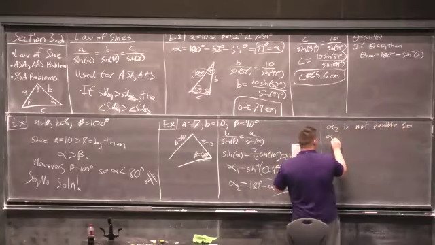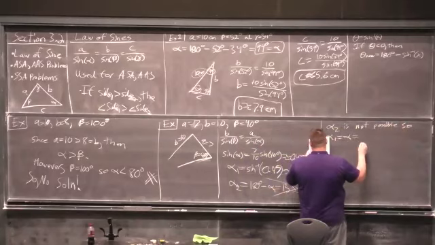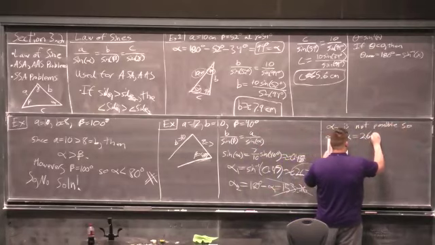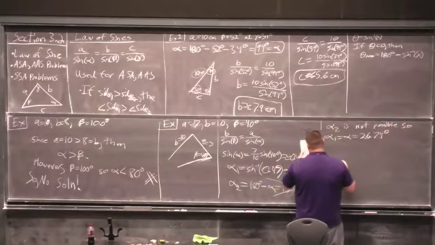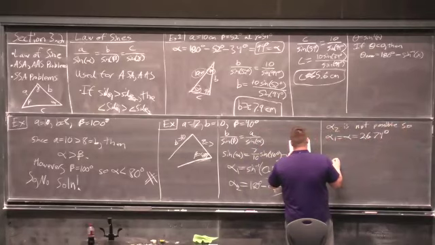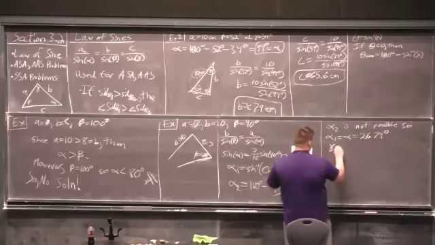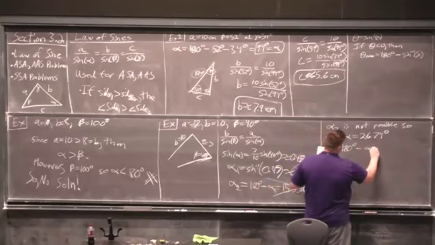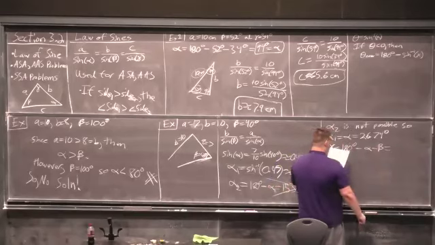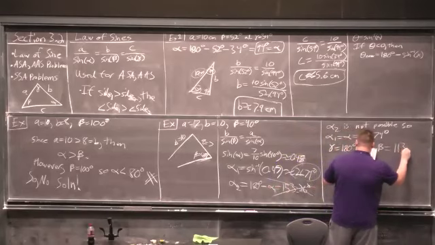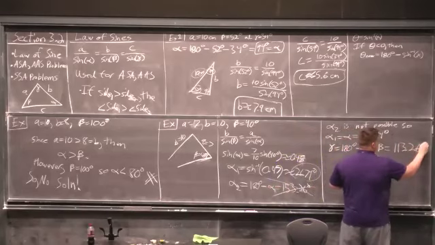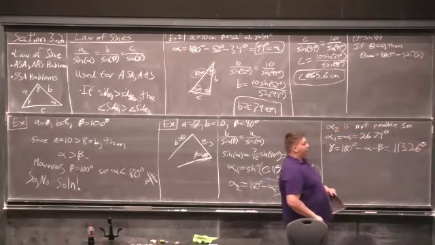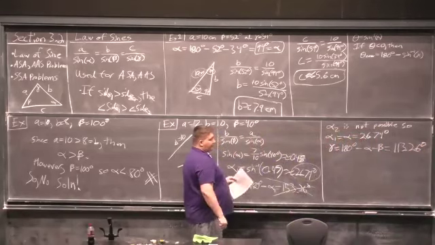So alpha 1 is equal to alpha, which is 26.74 degrees. So then we have gamma equaling 180 degrees minus alpha minus beta, which when we plug them in and solve, we get 113.26 degrees. So this is clearly the largest angle, so we should be expecting the largest side.